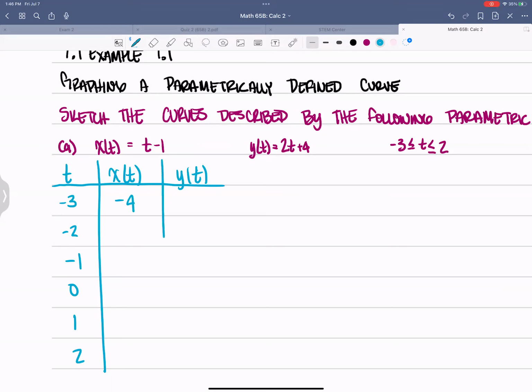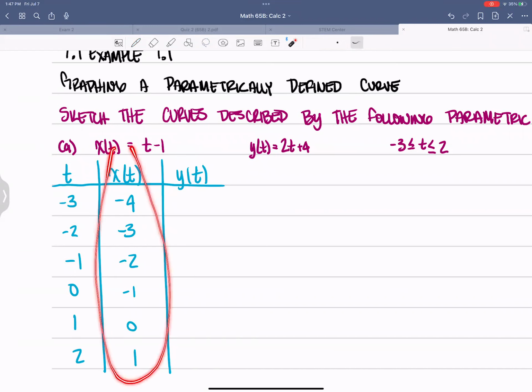Let's do all of x's first. -2, when we input -2 minus 1, is going to be -3. -1, -1 minus 1 is going to be -2. 0 is going to give us -1. 1 is going to give us 0. 2 is going to give us 1.